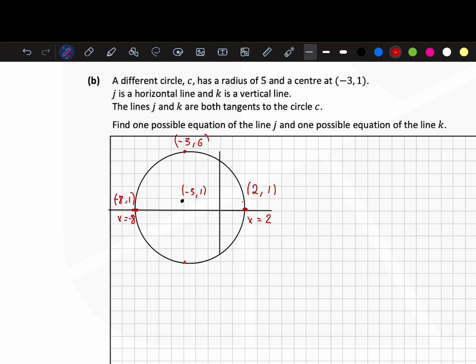So this is going to be y is equal to 6. And down here, we're going to move it down 5, so it's going to be minus 3, minus 4. Otherwise, right here, we have y is equal to minus 4. So these are going to be our answers.